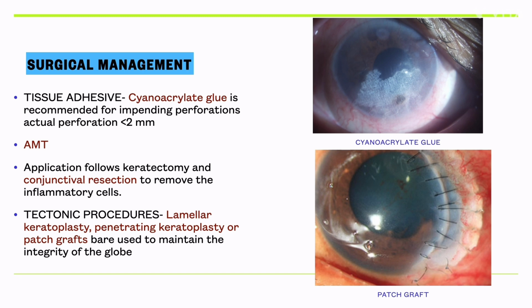for healing. When the damage is too extensive for glue alone, we move to tectonic procedures to maintain the integrity of the globe. Depending on the size and location of the defect, this may involve lamellar keratoplasty, penetrating full thickness keratoplasty, or patch grafts as seen in the bottom image, which are stitched directly over the thinned peripheral area. While these surgeries save the eye structure, the primary goal here is tectonic stability rather than immediate visual acuity, as peripheral grafting often induces significant astigmatism.